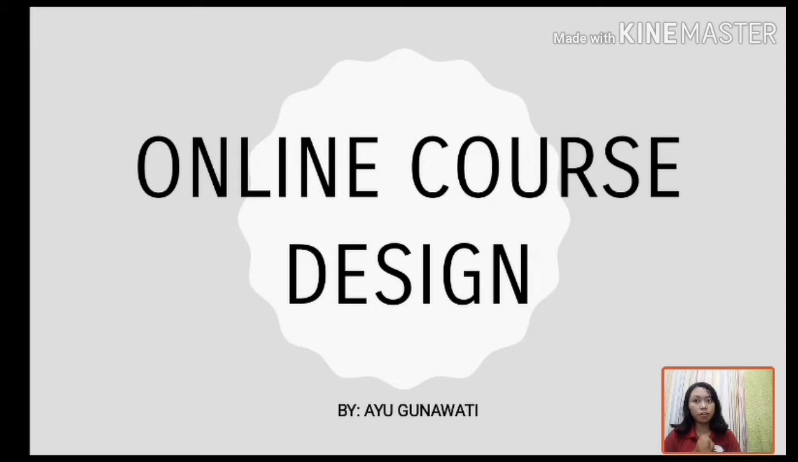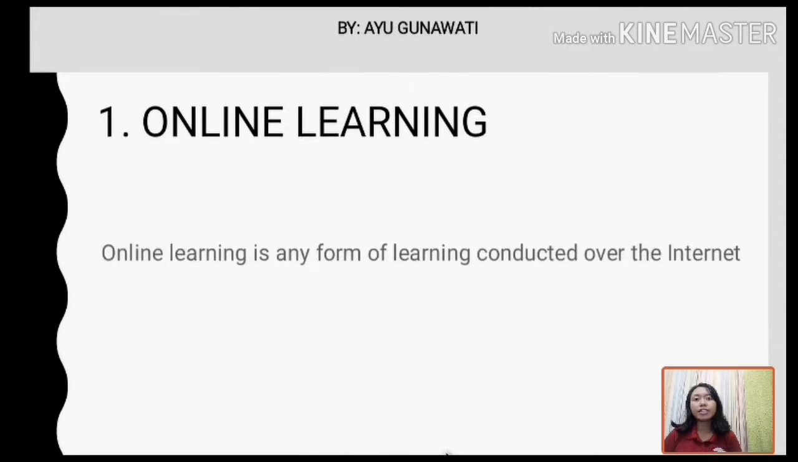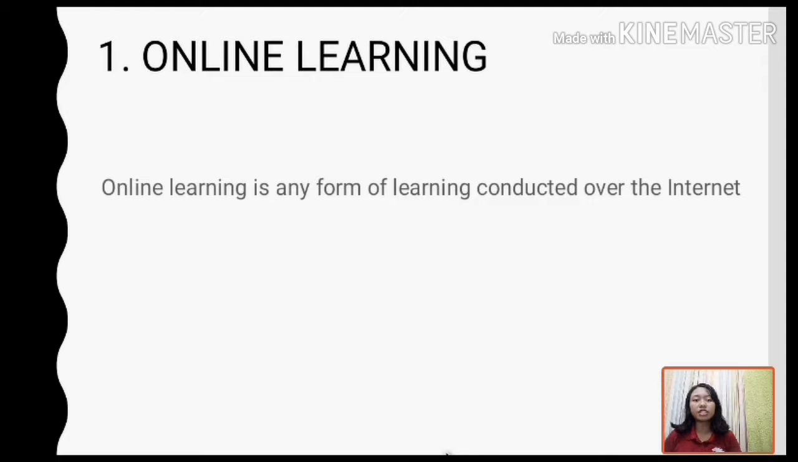But before we go further, let's find out what is online learning. So, online learning is any form of learning which is conducted over the internet. It means that the learners will use a computer, tablet or some other device for their learning. And it also means that at some point in their studying, they have to go online through the internet to access or communicate with the teachers or the other learners.